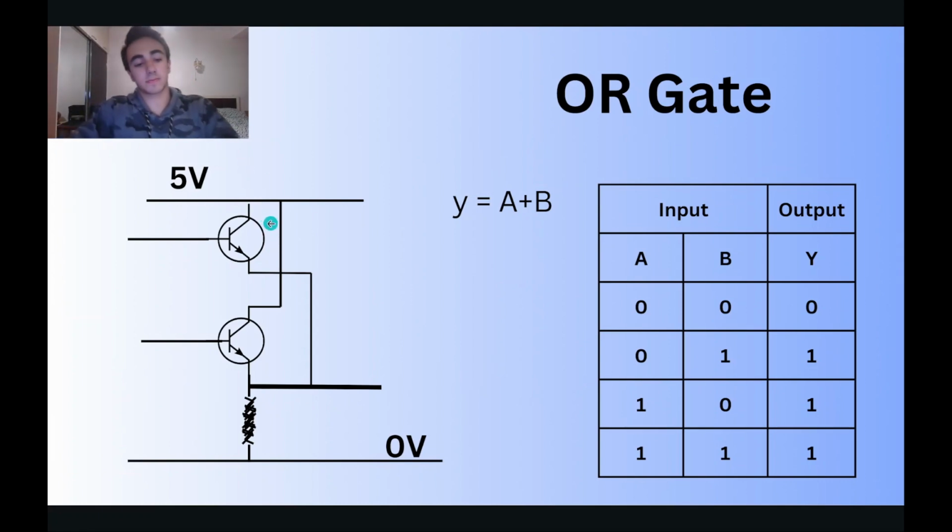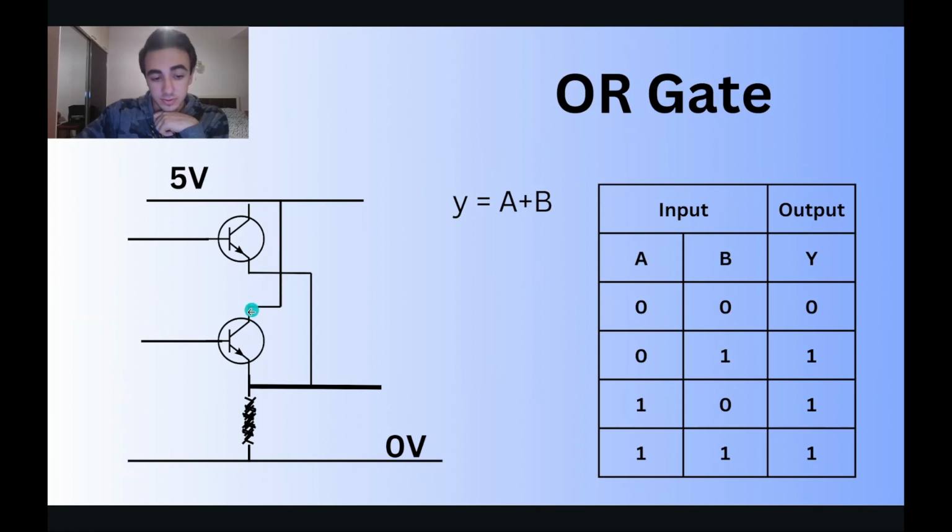However, when, for example, in this case, the input to this transistor is zero, it means it's open. There is no current through it. But this transistor is closed. Its input is 1. There is a current of electrons through it, and because this is also connected to the output, the output voltage is positive. The output is 1.